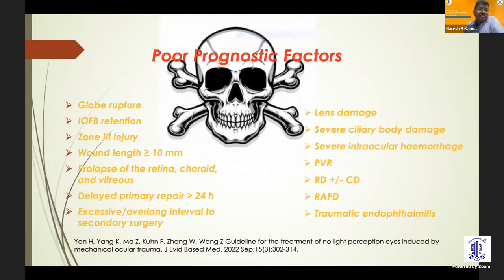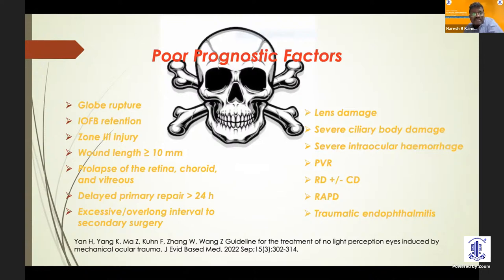So in all these cases of trauma, the poor prognosticating factors are globe rupture, especially with more than 10 millimeter. Usually the prognosis is bad. Retention of intraocular foreign body is a poor prognosticating factor. However, if the foreign body is small and not mechanically damaging the macula, usually the outcome is good. Zone 3 injuries, any wound more than 10 millimeters, prolapse of retina, choroid and vitreous in the wound is a very bad prognosticating factor.